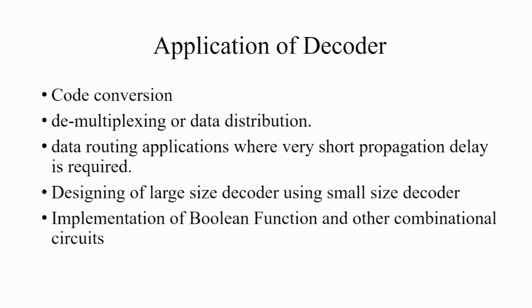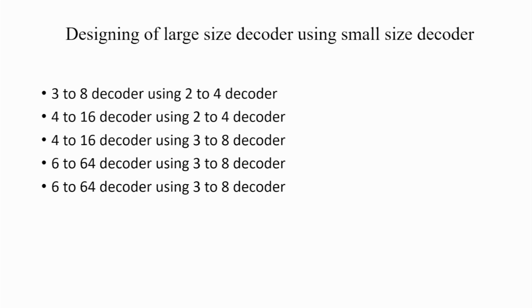Implementation of Boolean functions and other combinational circuits, like implementation of a full adder, a half adder, and a binary comparator. We can design these circuits through a decoder. These are some applications of a decoder. Here we discuss two applications. One is designing a large size decoder using a small size decoder, and another is how we implement a Boolean function by using a suitable size decoder.